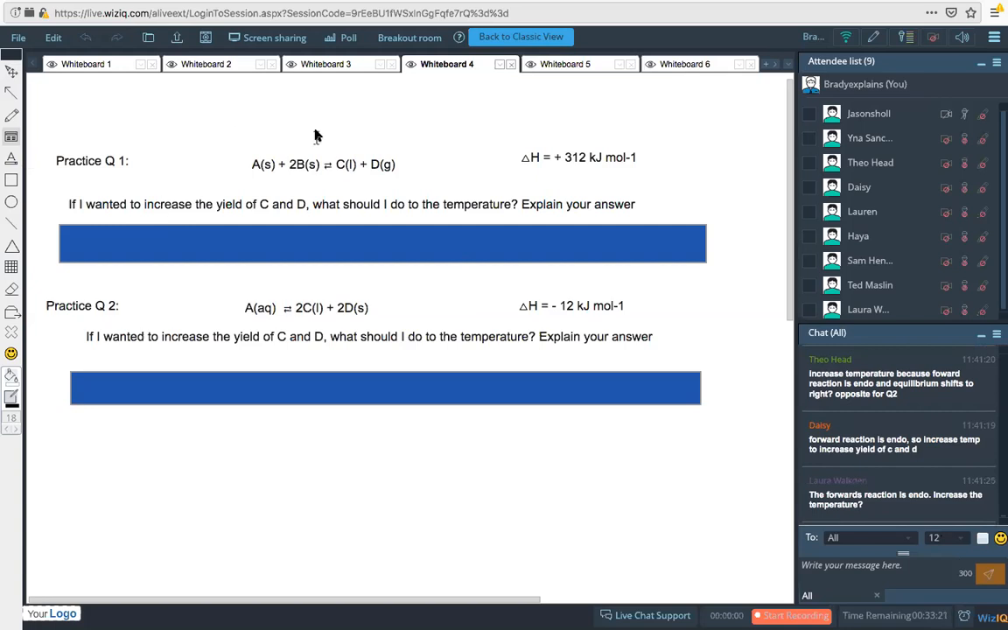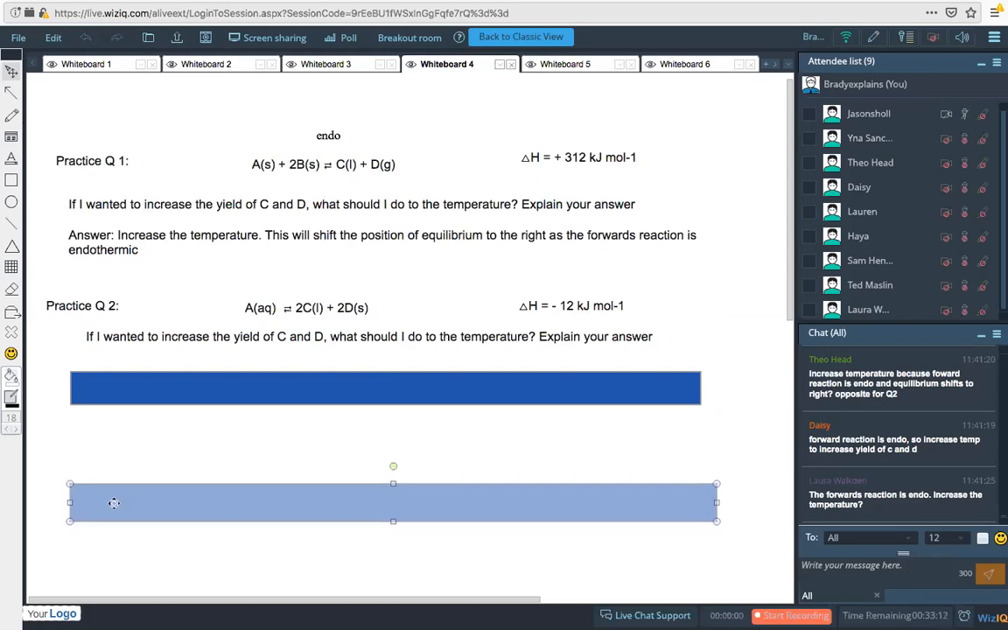Fantastic. So, as you've all said, because the delta H is positive, our forward reaction is endothermic, our backwards would be exo. And so, if we want to increase the yield of C and D, shift the position of equilibrium to the right, we would need to increase the temperature, because increasing the temperature will shift the position of equilibrium to the right as the forward reaction is endothermic. Excellent answers there, spot on. All right, let's try this question 2 then.